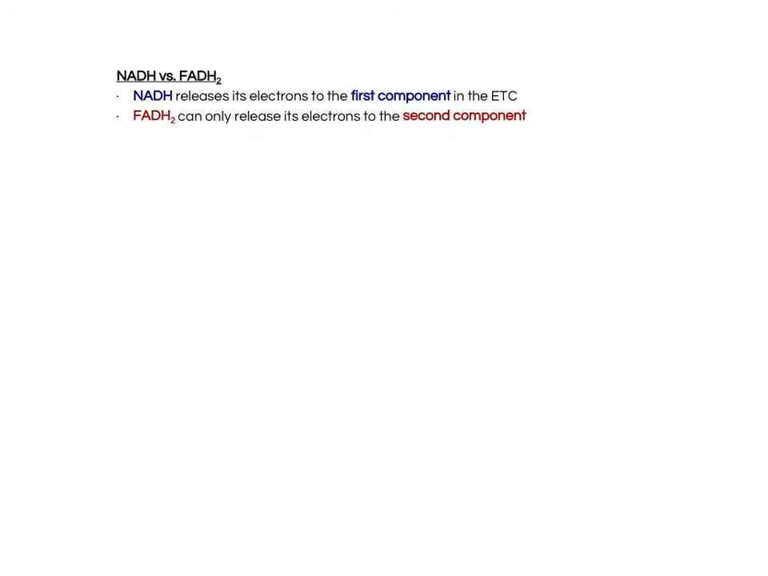So what that means is that FADH2 in the electron transport chain isn't actually giving up its electron at that first stage. So what does that mean? Well, NADH will release its electrons to the first component, that NADH dehydrogenase, but FADH2 will only release it to that second component, our cytochrome B-C1 complex. And so that has some consequences.